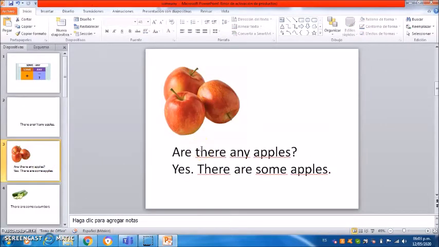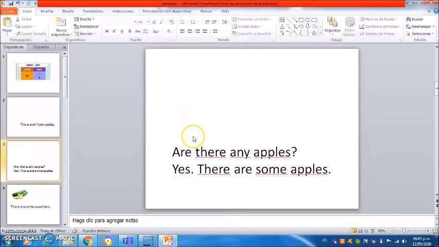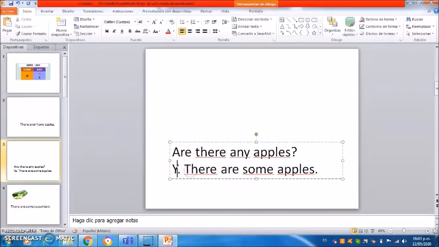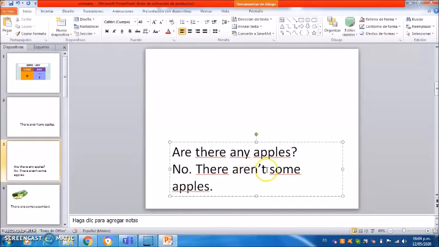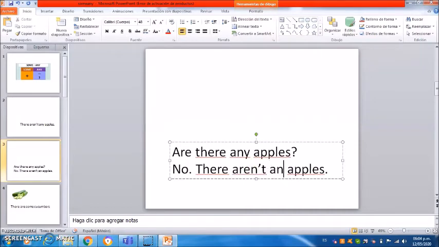If we are going to make a question, we're going to start with verb to be. Are there any apples on the table? Are there any apples in the refrigerator? Well, right now the answer is yes, there are some apples. But what happens if we don't have it? The same question. Are there any apples? So right now the answer will be no, there aren't any apples because we don't have any.